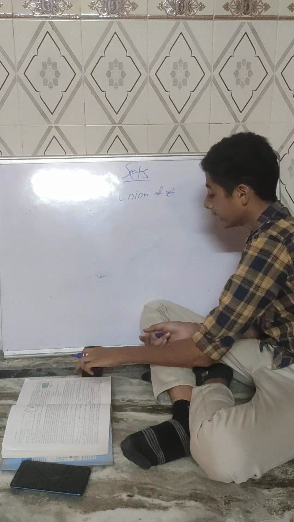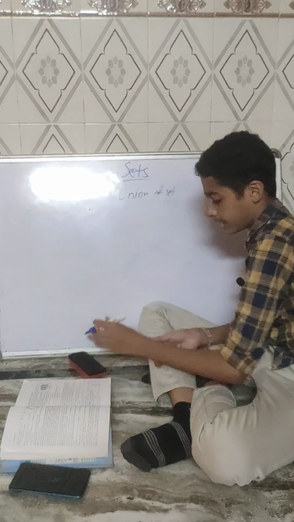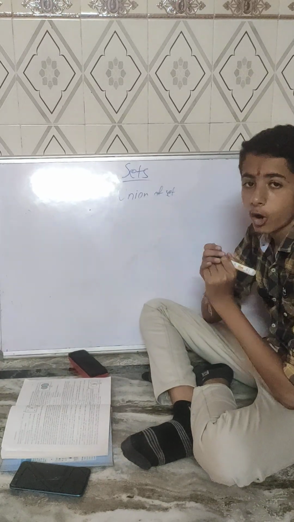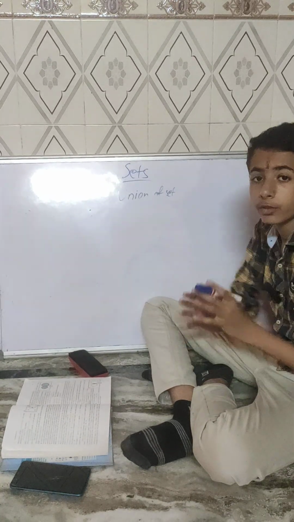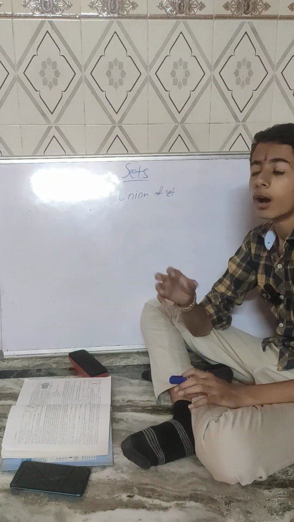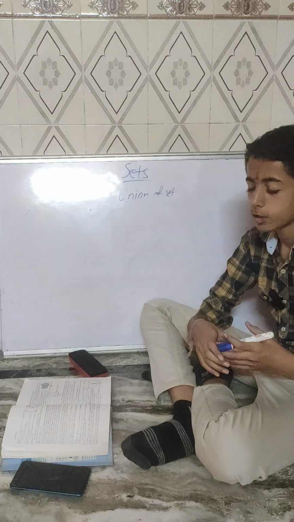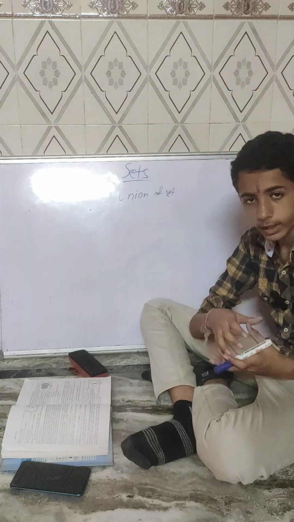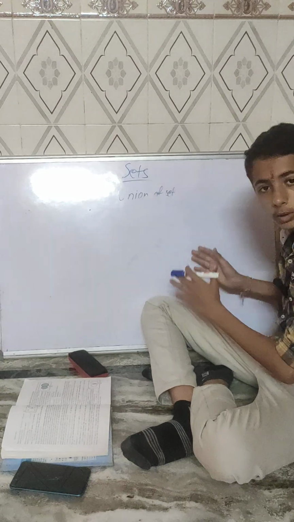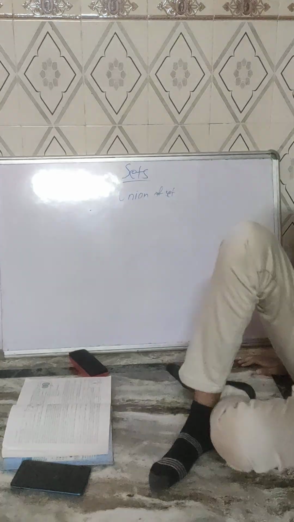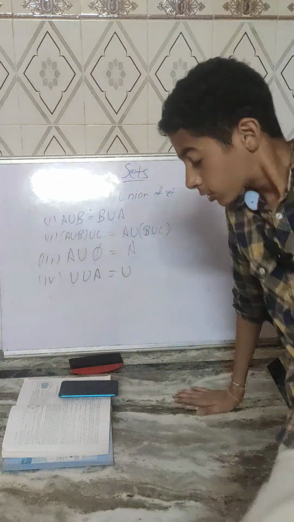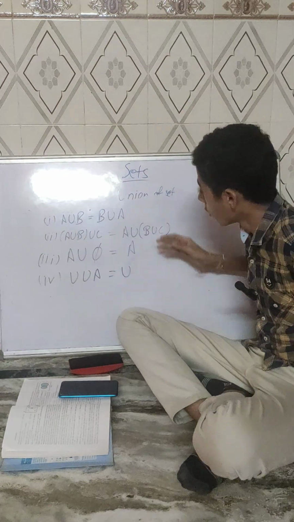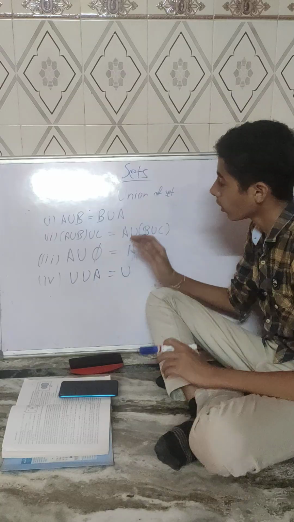Now there are some properties for the union of set, and those properties help us solve problems very fast and accurately. So now I'm going to write those properties on the board. Here are four main properties of union of set.